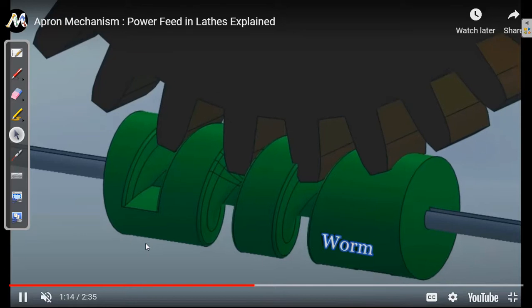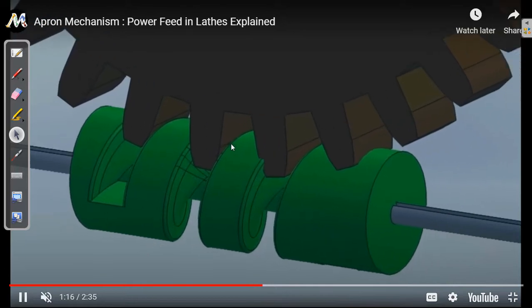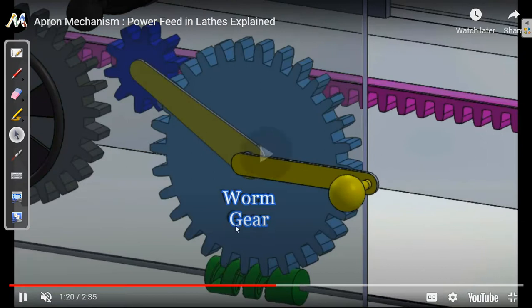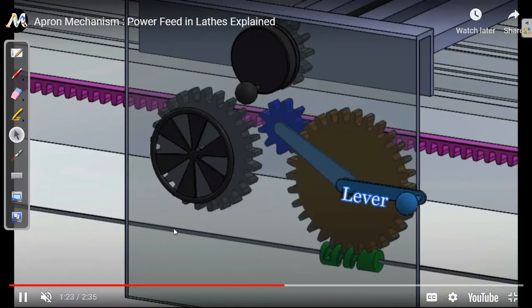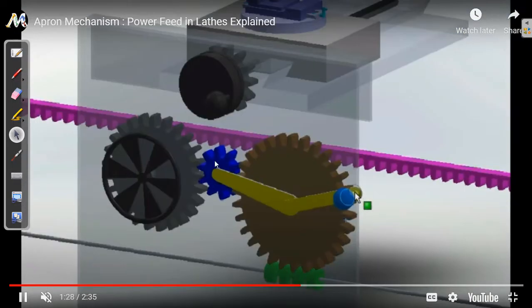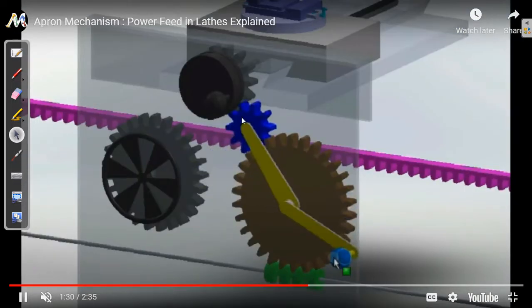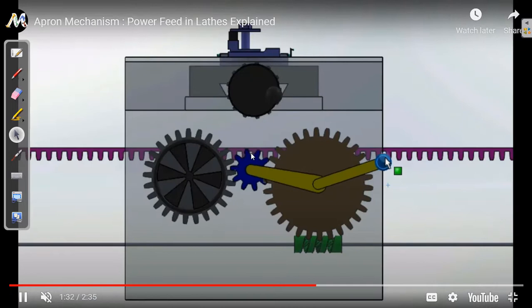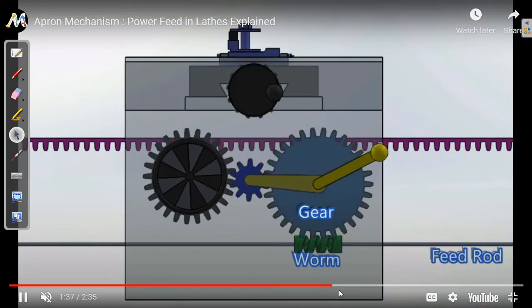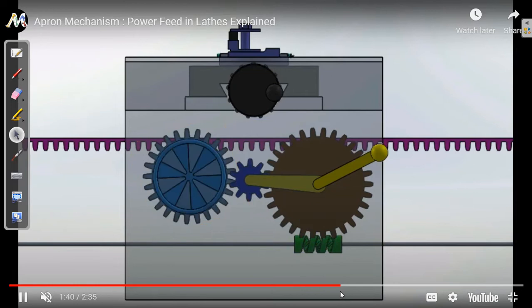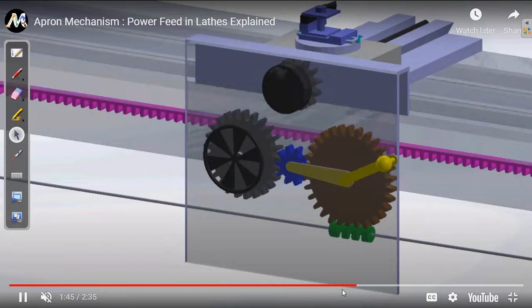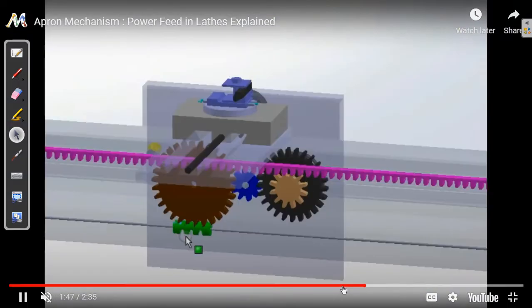So here it is the worm, and here you can see how the power is transmitted from the worm to the worm wheel or the worm gear, and then through this lever position and this intermediate gear, ultimately you can give either the longitudinal feed or the cross feed. Here you see how the automatic longitudinal feed is given to the carriage. You see from the other side.